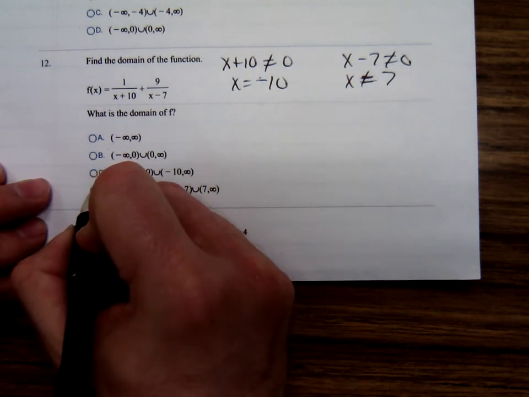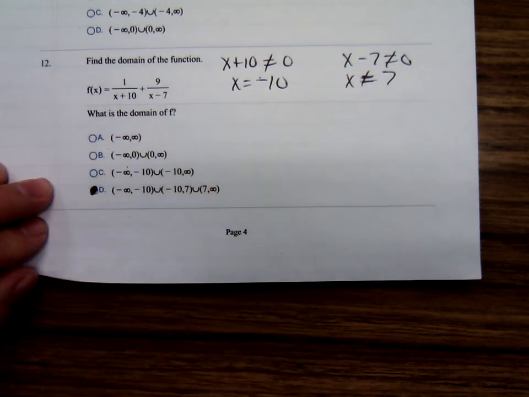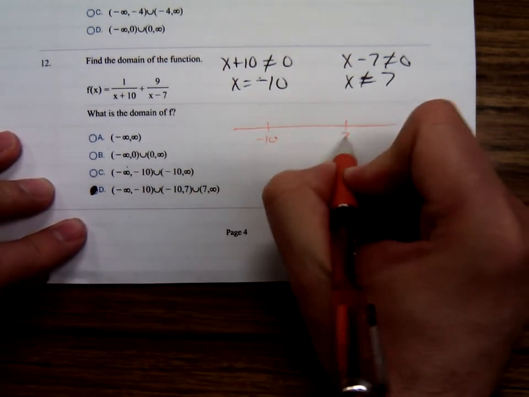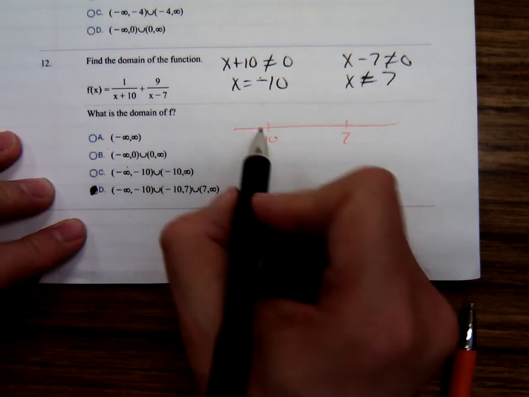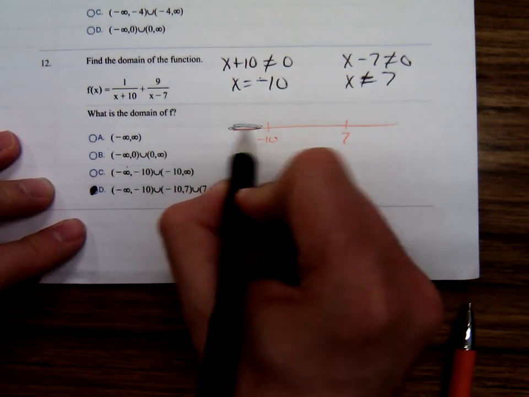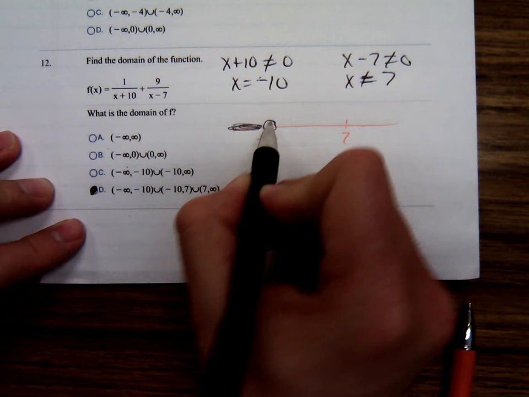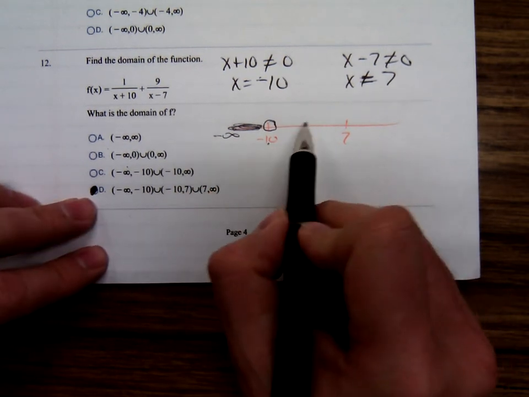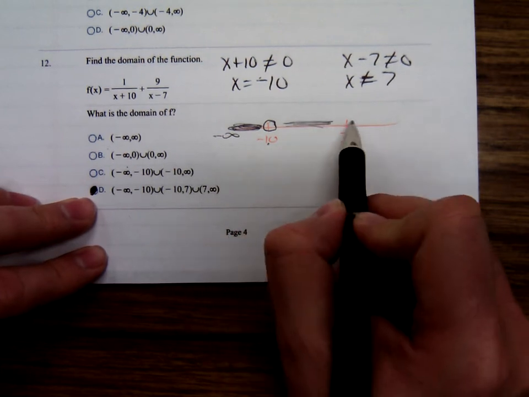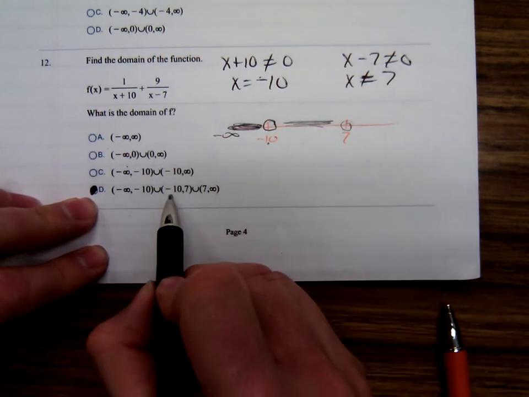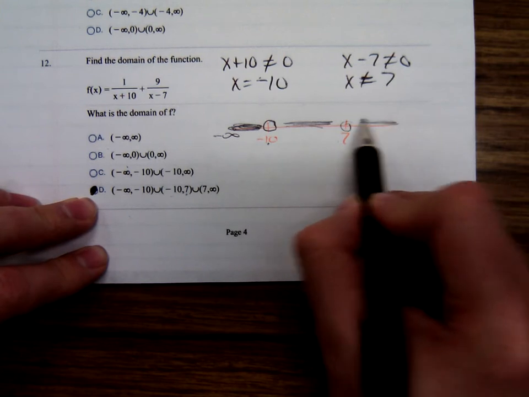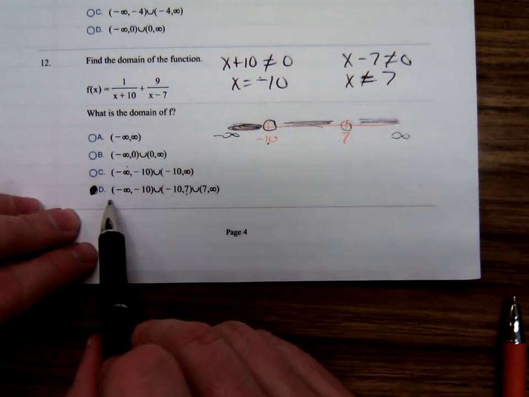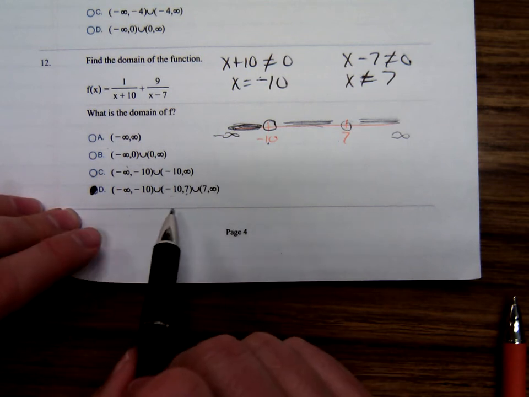But let's just make sure. To say all real numbers except negative 10, you'd go like this, not include negative 10. So there's the negative infinity to negative 10. Then everything in between negative 10 and 7. And then everything to the right of 7. So this is just a fancy way of writing all real numbers except negative 10 and positive 7.